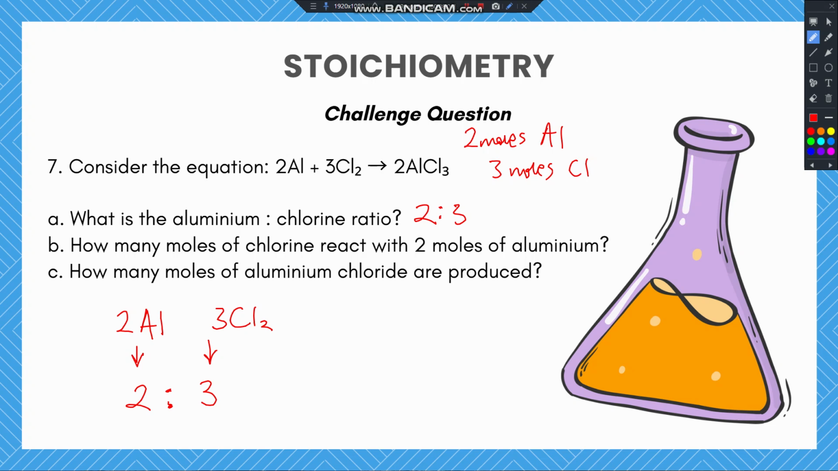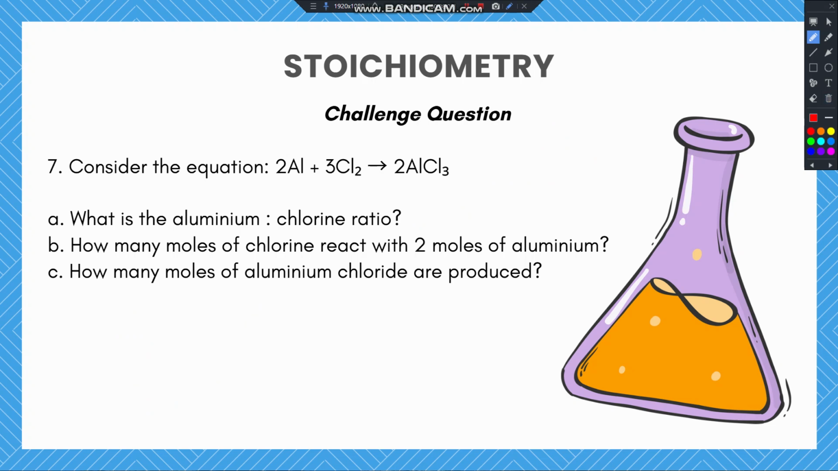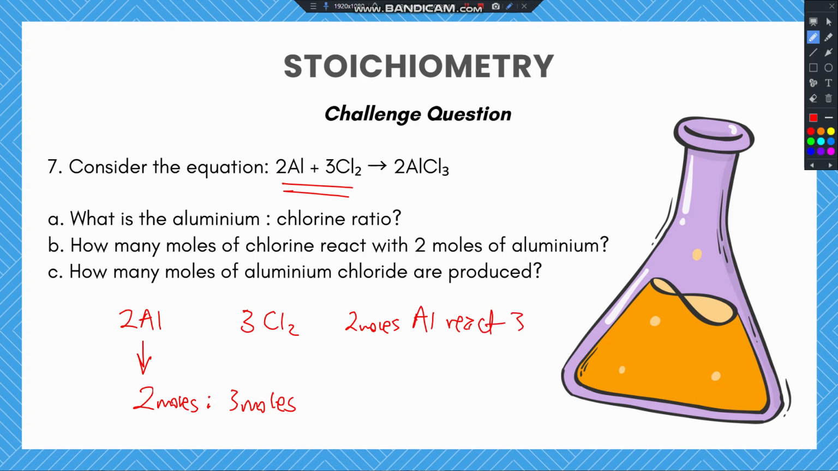That's just by the way. Next question says, how many moles of chlorine react with 2 moles of aluminium? So the first thing to do would be to get the mole ratio. For aluminium, we have 2 moles. And then for chlorine, we have 3 moles according to the chemical equation. So this simply means 2 moles of aluminium react with 3 moles of chlorine.